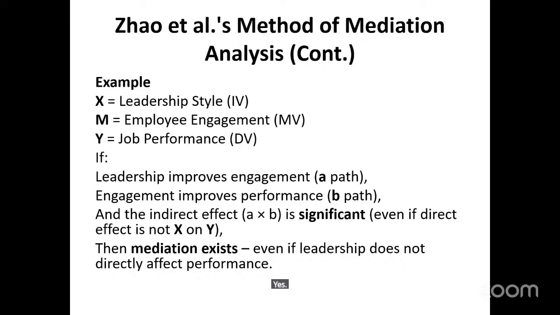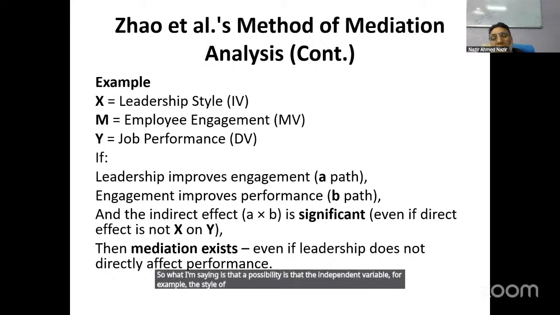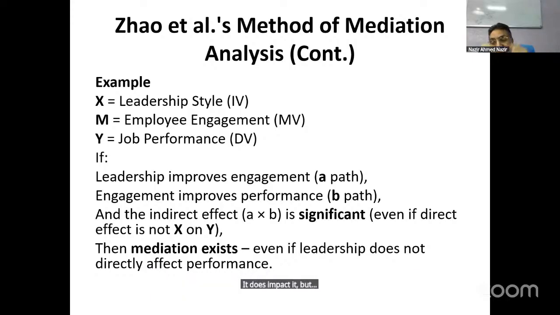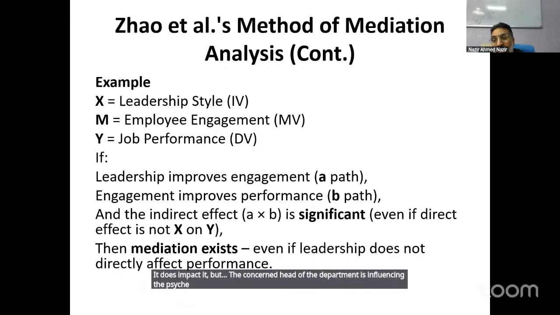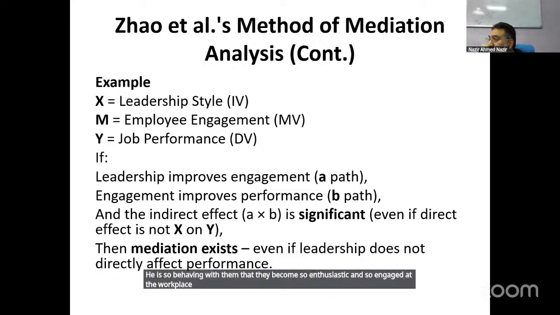Yes, sir. So what I'm saying is that a possibility is that the independent variable, for example, the style of a head of the department, is not directly impacting the students' marks or satisfaction levels. It does impact it, but the head of the department is influencing the psyche, the mind, the level of happiness and engagement of the staff. He is behaving with them in such a way that they become so enthusiastic and engaged at the workplace, which in turn is reflected in how they conduct their classes and how they extend their facilities to the students.